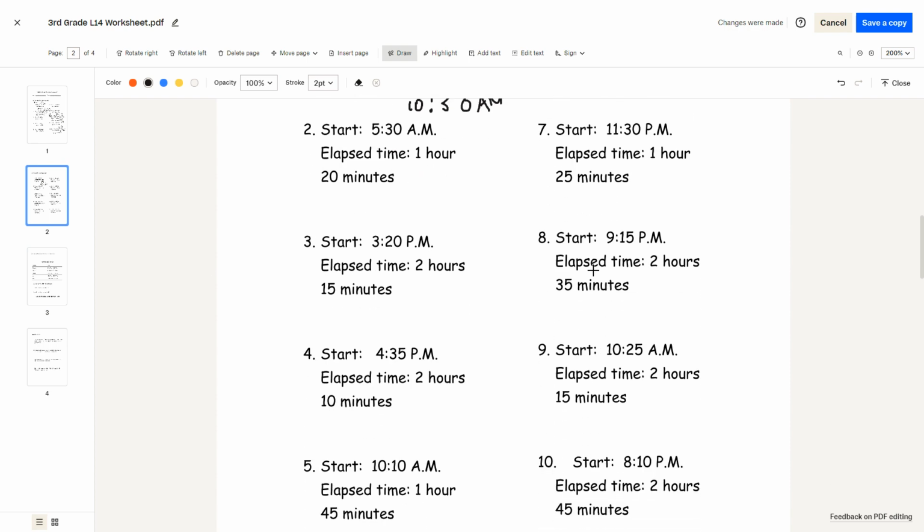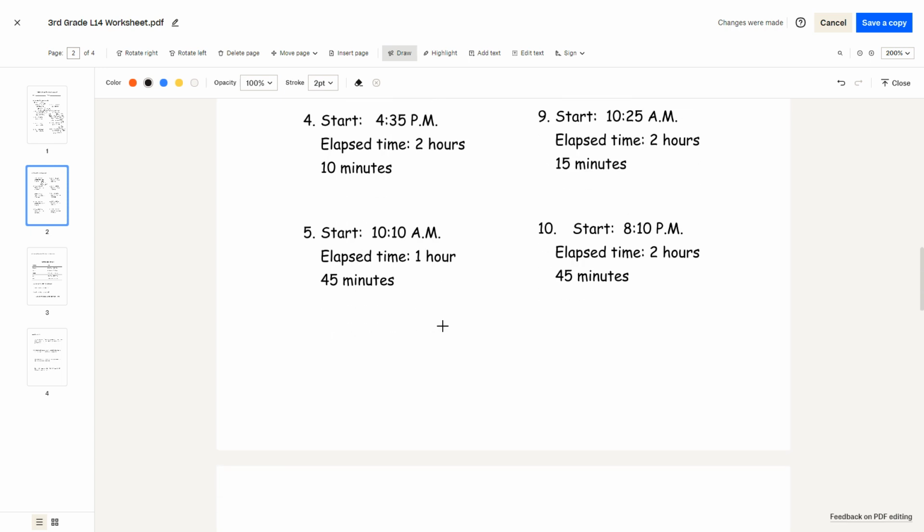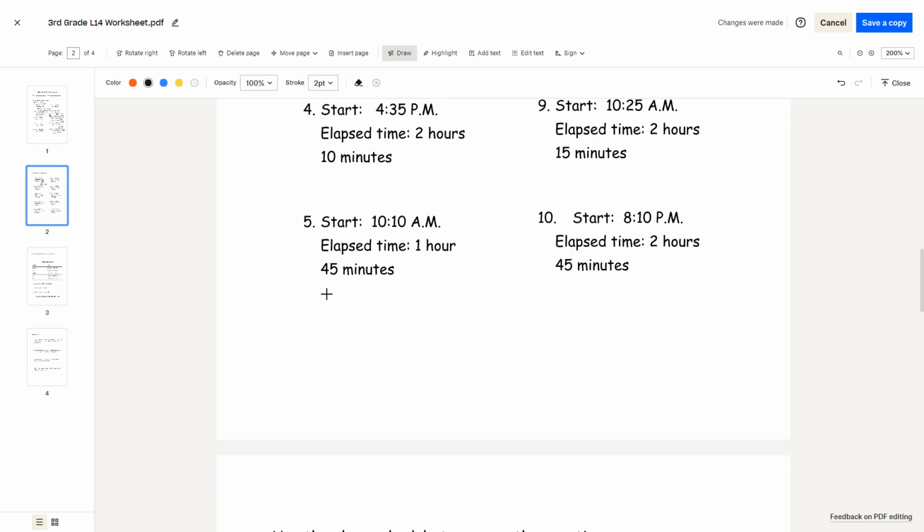Let's do number 5 here. Our start time is 10:10 a.m. and our elapsed time is 1 hour 45. So we do 10:10 plus 1:45. We get 5 in the minutes, and 10 plus 1 equals 11. So we get 11:55 a.m.